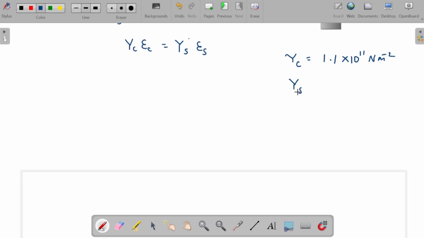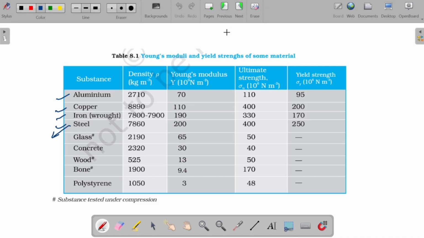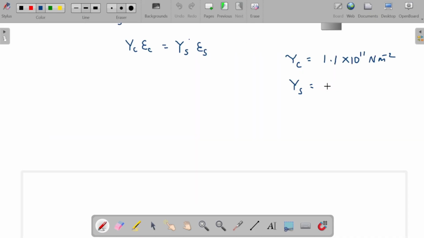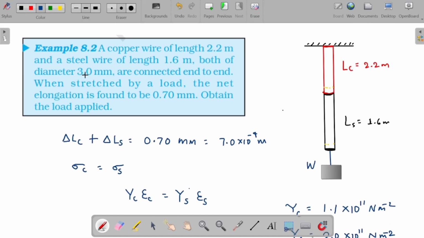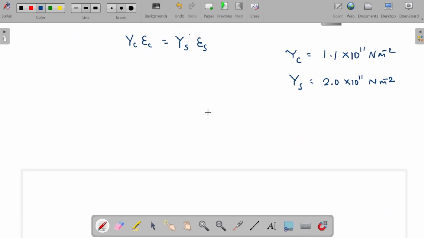And then for this steel, where is this? Okay, here 200 into 10 to the power 9 Newton per square meter. So instead of 200 I'm writing 2.0 into 10 to the power 9. Instead of that I'm writing here 10 to the power 11 Newton per square meter. I have kept it up to two significant figures because look here, every measurement is given up to two significant figures. So I would like to keep the answer also up to that.